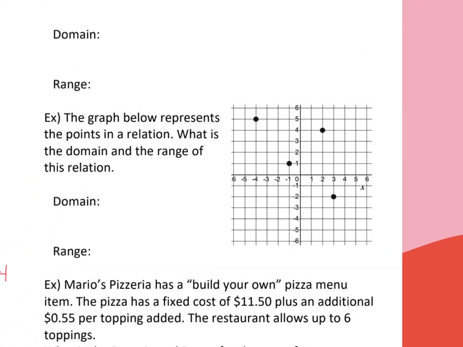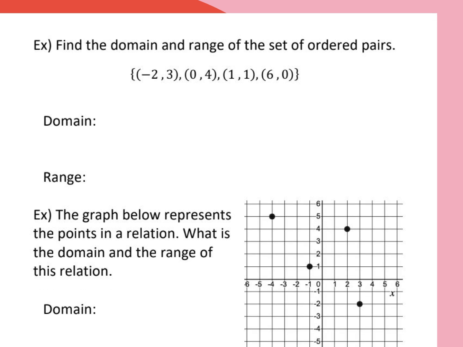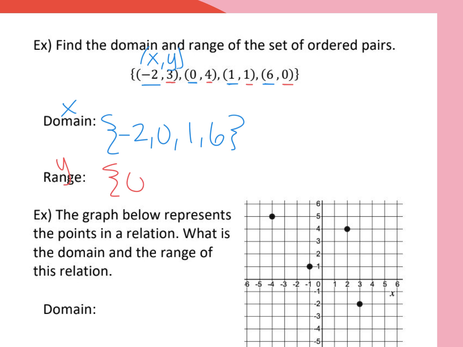When we come over here, we have a list of points. Remember that our list of points, right, on points, it's always x and then y. So our domain, or our x's, -2, 0, 1, and 6. And then our range is our y's, 3, 4, 1, and 0. Now those are not in least to greatest, so we're going to have to write them that way, 0, 1, 3, and 4. So remember, list always least to greatest.